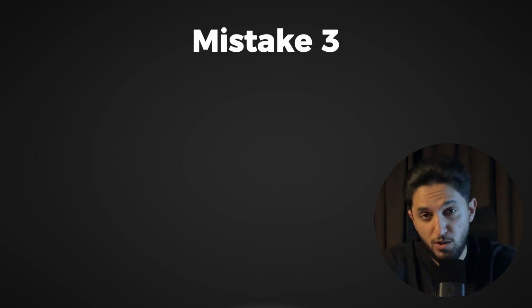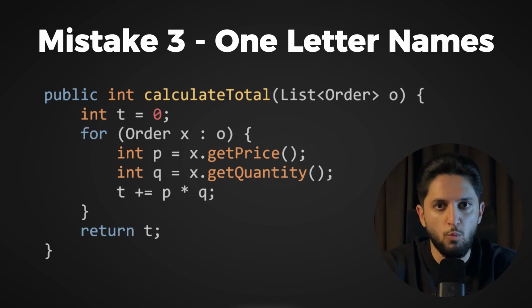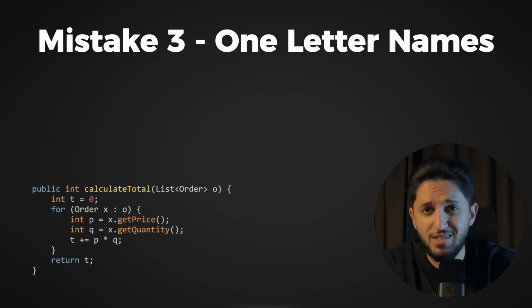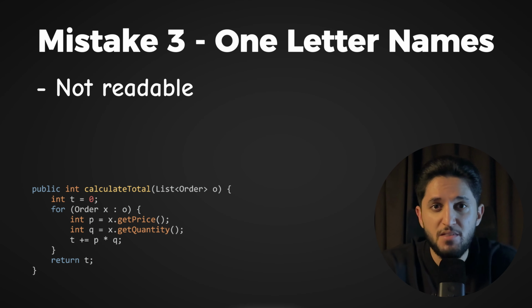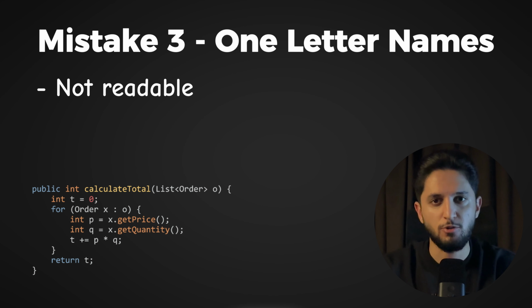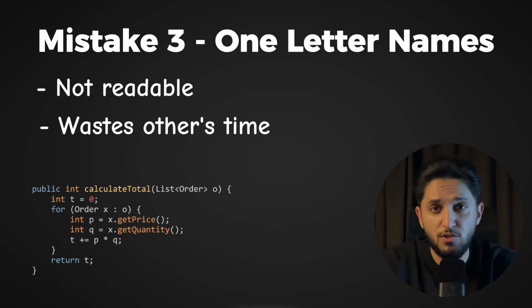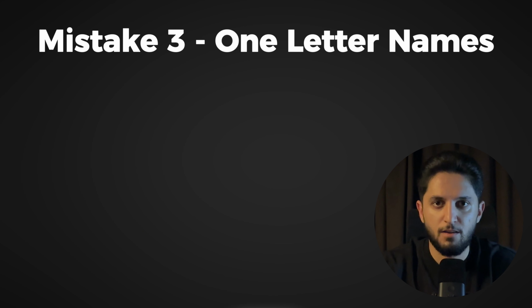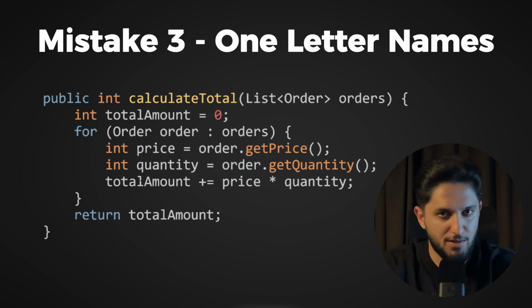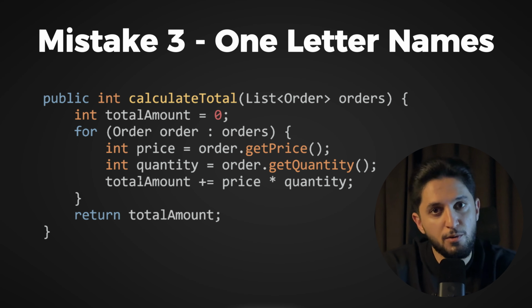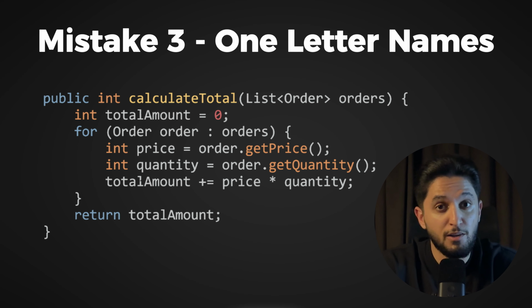Here's a classic. What's the problem with this method? One letter names everywhere. O, T, P, Q, X. This actually looks like algebra, not code. It wastes everyone's time tracing back through logic. A better alternative looks like this. Now each variable clearly reflects what it holds. It clearly explains itself without extra context.